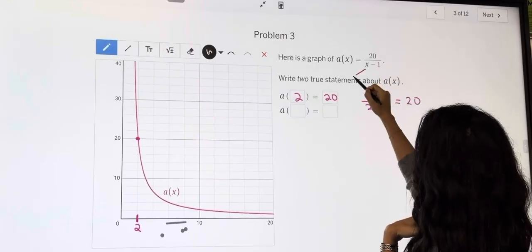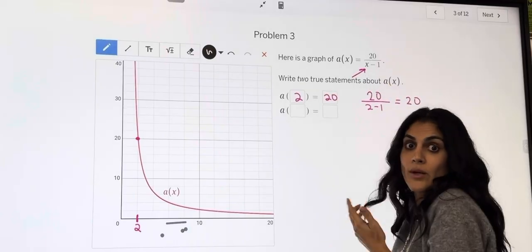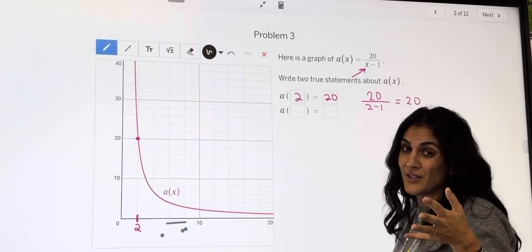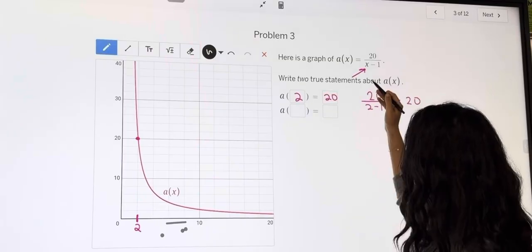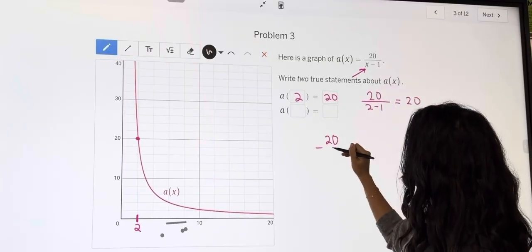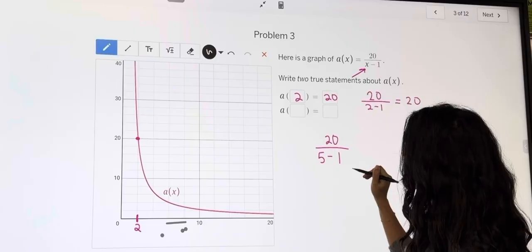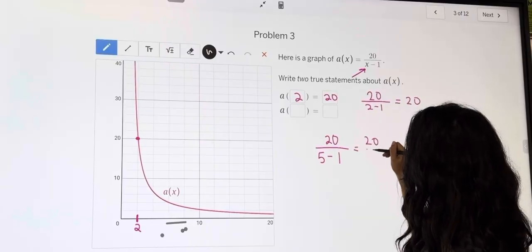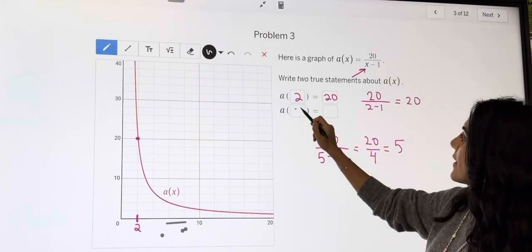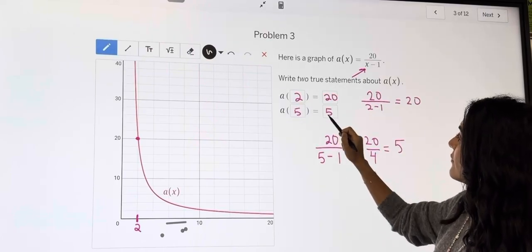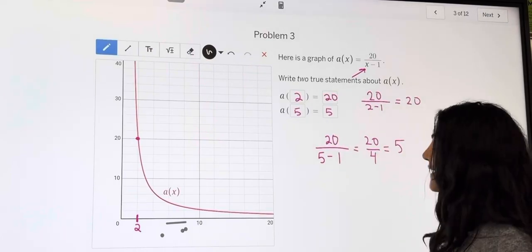Another true statement, plug in whatever you want right there. Literally whatever you want. It doesn't even have to come out nice. I thought of 5. 5 does come out nice. You get 20 divided by 5 minus 1, which is 20 divided by 4, which is 5. So A of 5 is 5, all right?